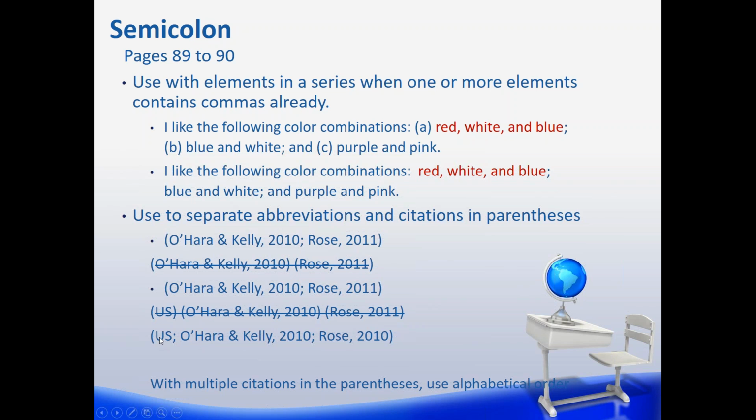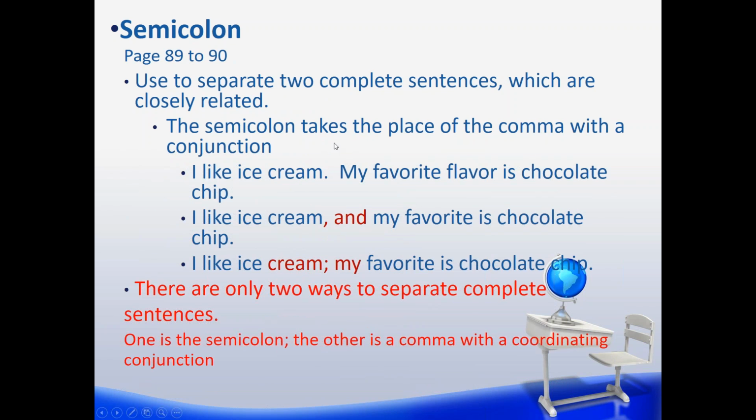The other place is if I'm writing my sentence and then I have United States and I want to have an abbreviation, I can put in the abbreviation and I can separate that from the citation with the semicolon. And then the other common place that we use semicolons, of the three places that we use them, is to separate two complete sentences that are closely related. So here's my choice. I can have two complete sentences. I can join them with a comma and a conjunction, or I can have a semicolon. So those are the only ways that you can punctuate complete sentences.